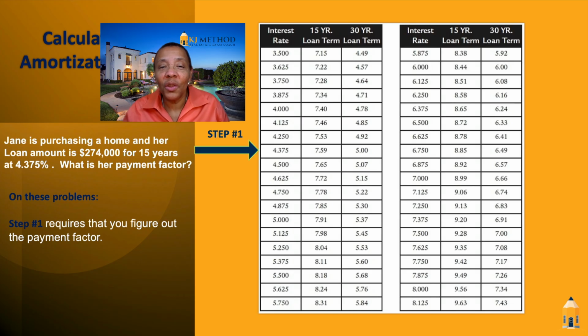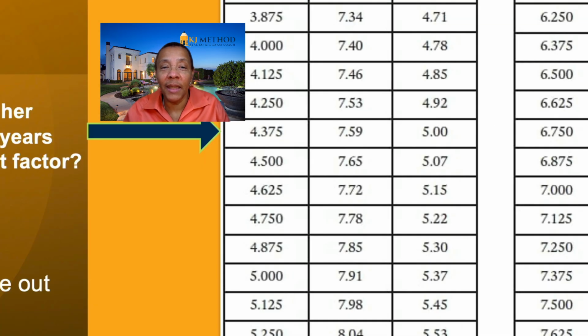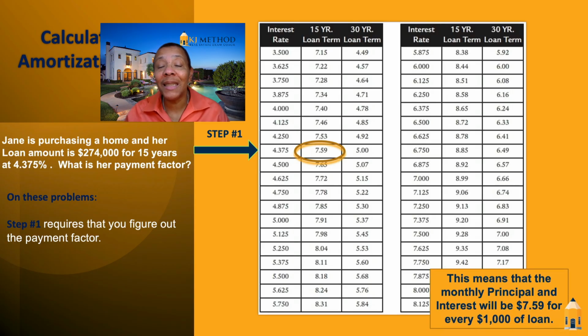Step one, just look for the 4.375. You guys see it? That's her interest rate. And 15 years. Well, there you go, 7.59. And we need that number to help us determine how much her principal and interest payment will be every month. This means that the monthly principal and interest will be $7.59 for every 1,000 of loan she takes out.